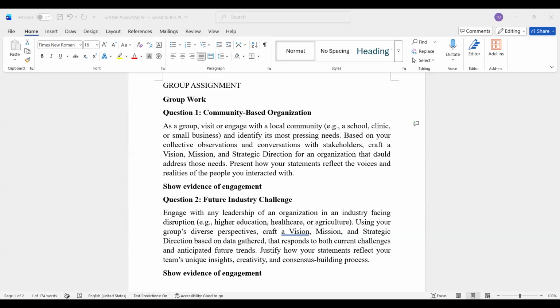So how many people were in the group? 5 in a group, madam. Thank you. So let's keep to that group. And how many groups in all do we have? 4 groups, 5 in each group. Okay. So group 1 and 2 will do question 1. Group 2 and 3 will do question 2.